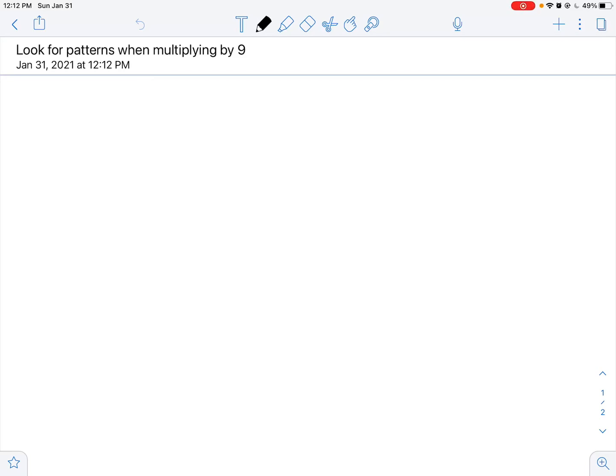Hello everybody! Today we're going to continue to work on our multiplication and division, and specifically we're going to focus in on times 9 facts today. And this is a really fun one because there's a lot of really cool things that you will find when you explore those times 9 facts.